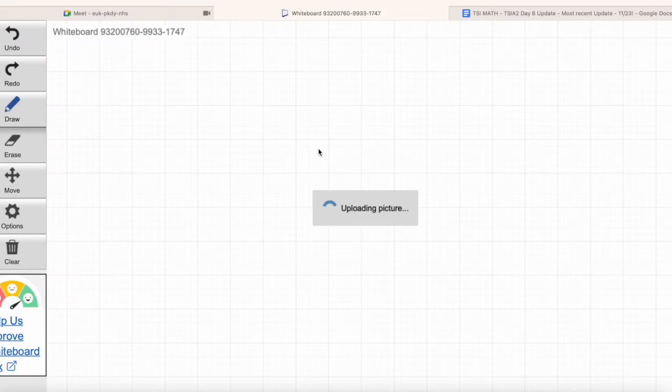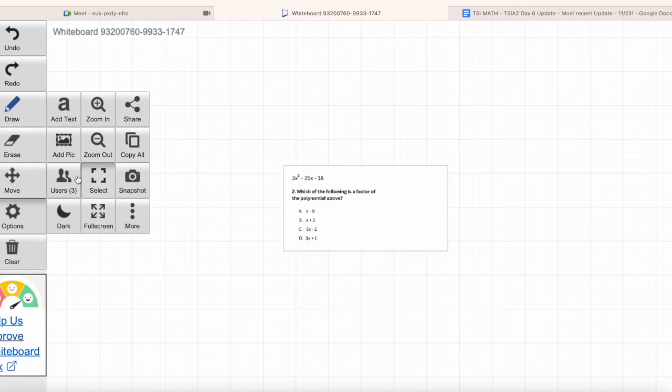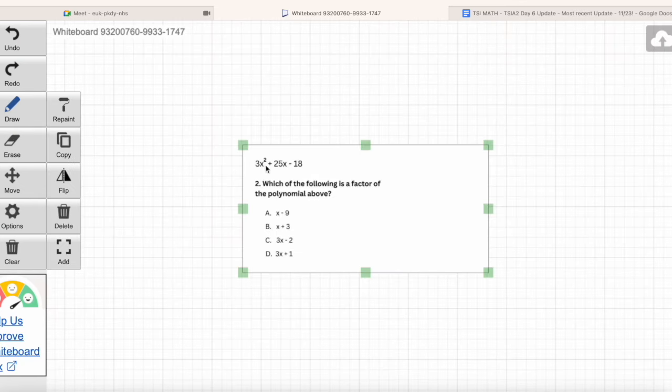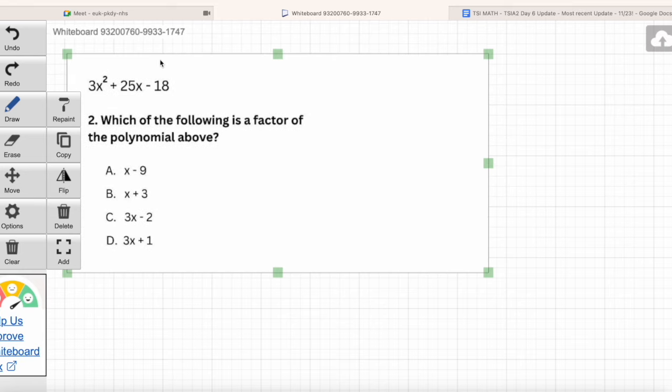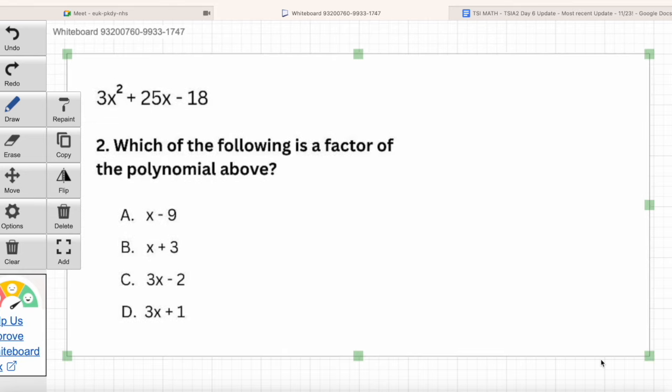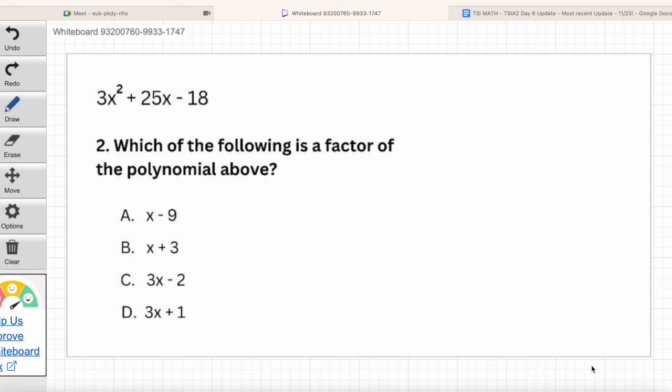Aha, this is a factoring question. I'm going to zoom in a little bit. And then go and read question number two when you see that up on the screen. Which of the following is a factor of the polynomial above? Ooh, what are we solving for here? Do you have any idea? Well, I know how to factor it, but I don't know what it's asking, like specifically, what the final answer is of all of it.